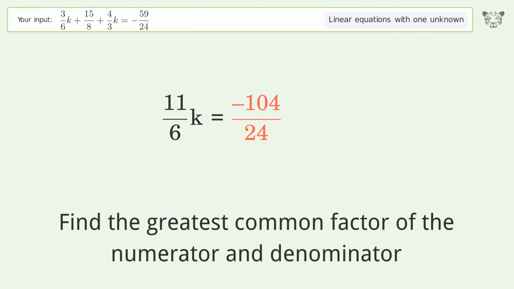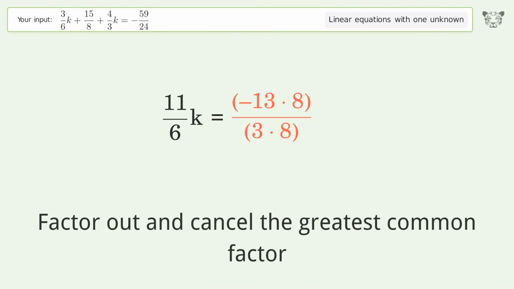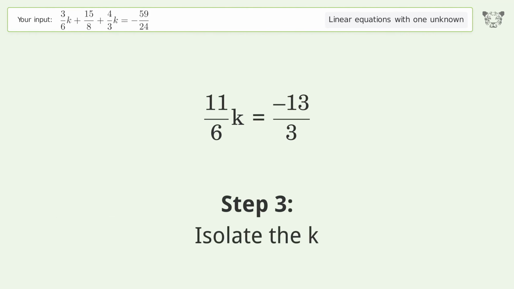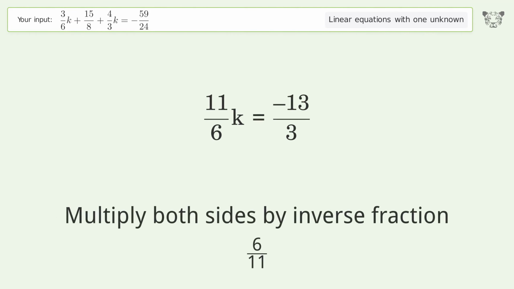Find the greatest common factor of the numerator and denominator. Factor out and cancel the greatest common factor. Isolate the k. Multiply both sides by inverse fraction 6/11.